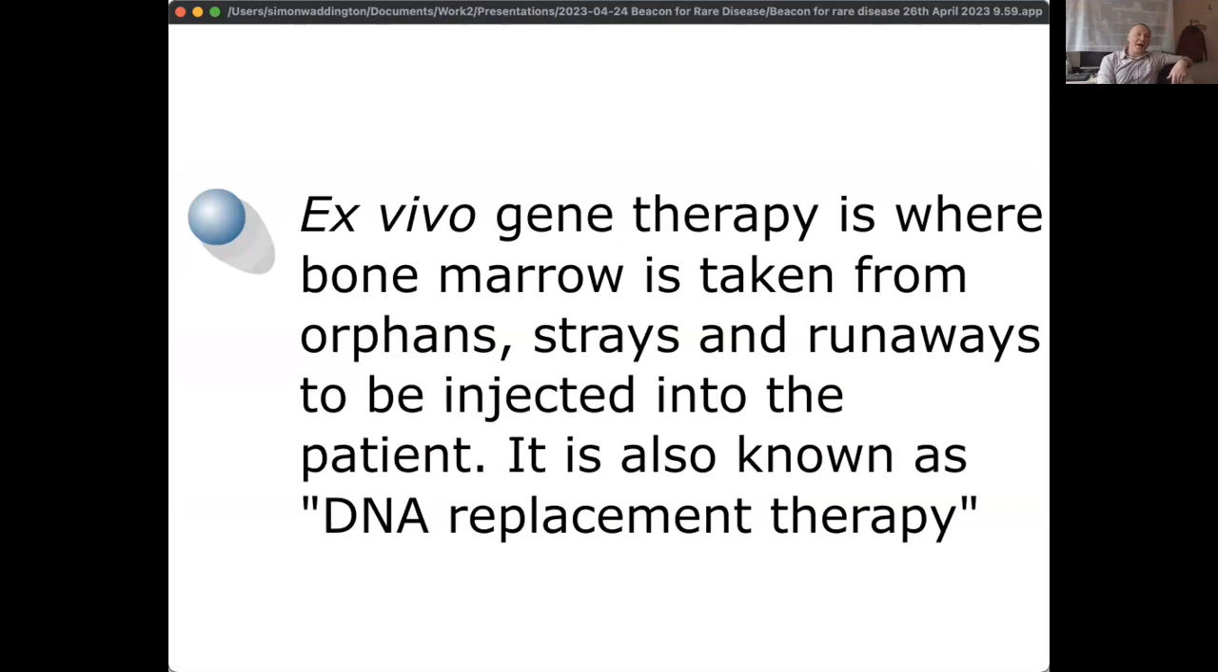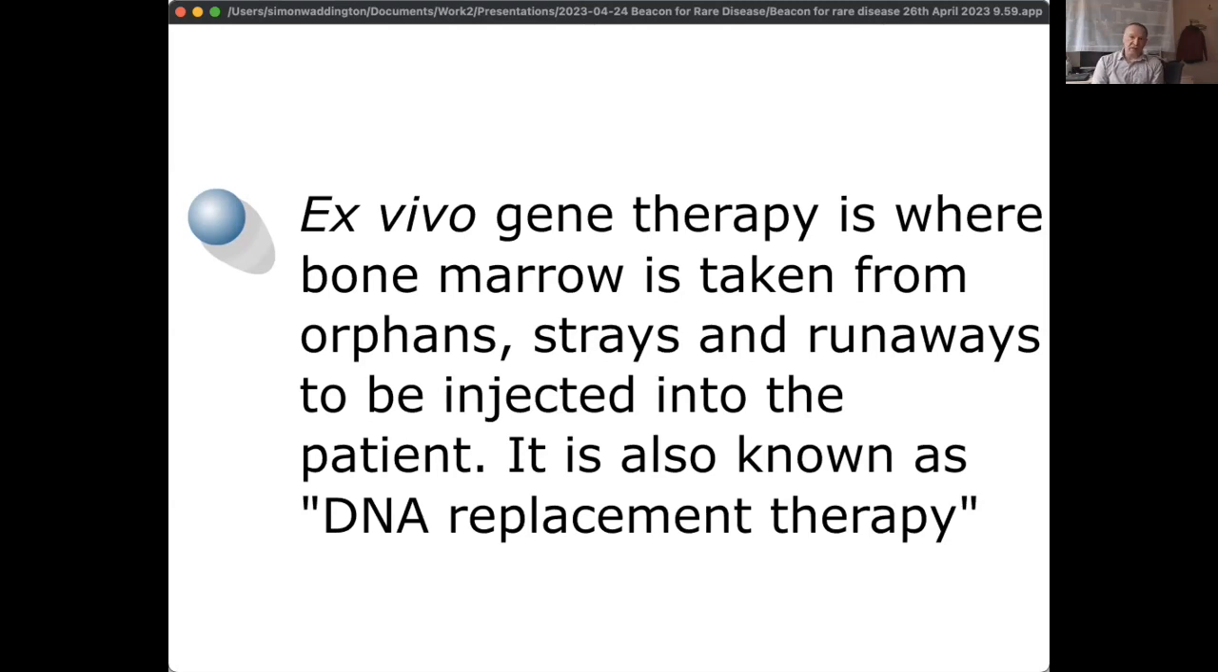runaways. So the point that I want to make with this film is that there is in vivo gene therapy, where you're taking a gene therapy vector and you're injecting it directly into a person. And then there's ex vivo gene therapy, where you are taking cells out, you are treating them in a dish with a gene therapy vector, and then putting them back in again.